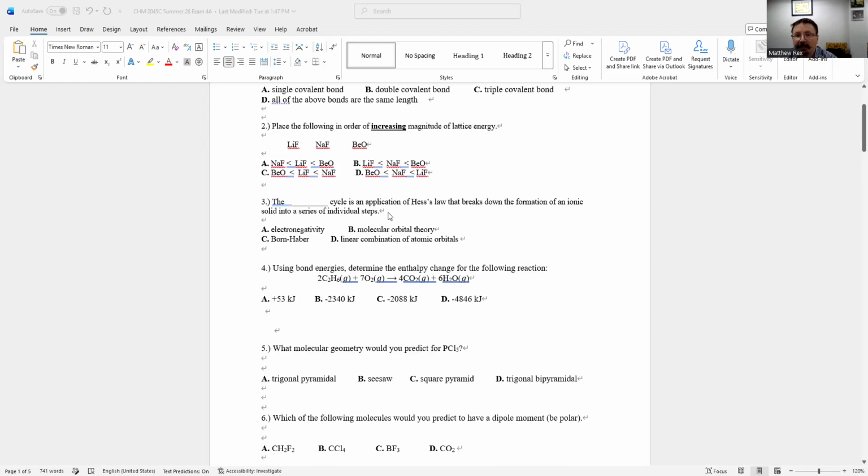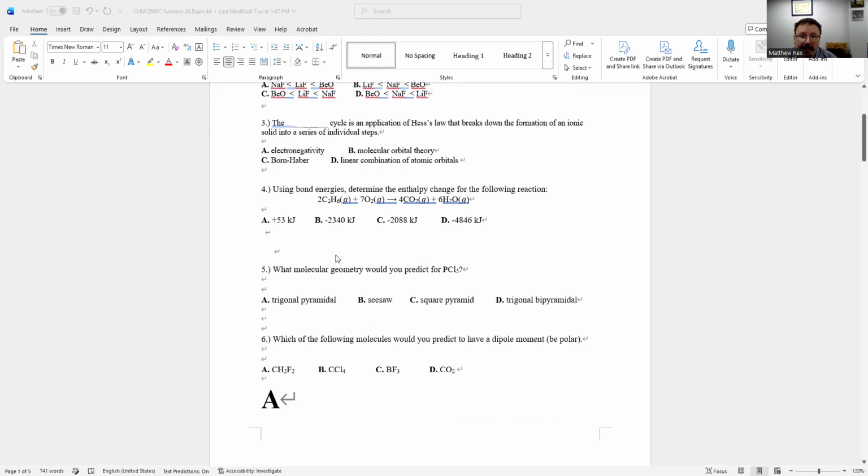The blank cycle is an application of Hess's law that breaks down the formation of an ionic solid into a series of individual steps. So here we would look at if we have a metal and we need it to become a cation, going from a solid to a gas, then going from that neutral gas to a charged cation and losing an electron. For our anion, it might be taking on that additional electron to take on a negative charge, and then whatever the enthalpies are for those individual steps, be they endothermic or exothermic, we can add them together to find the overall lattice energy, and that's the Born-Haber cycle, C.